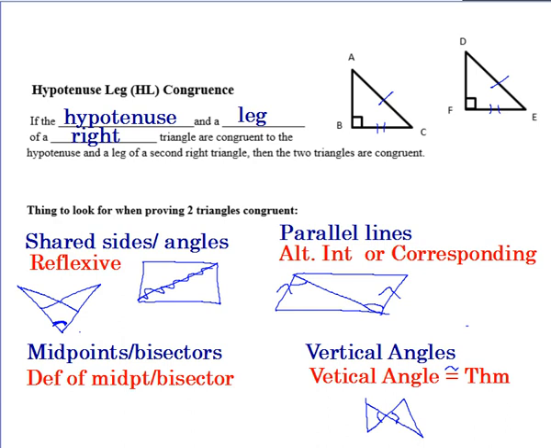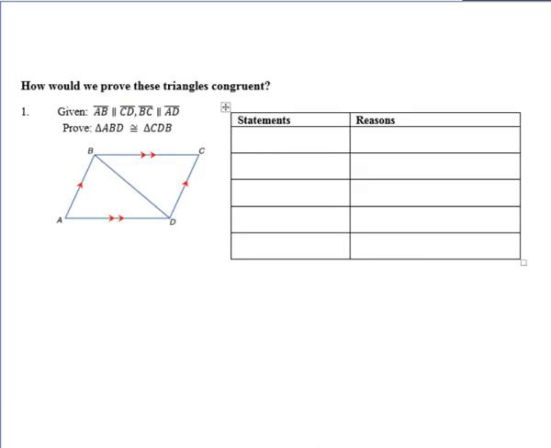So let's take a look, speaking of proofs, at a couple of proofs on the back. Don't forget about the 3-star method, that once we get our 3 stars, we can then prove the two triangles congruent. So in this problem, we are told that AB is parallel to CD and BC is parallel to AD. So that's going to be my first statement here. So that's our given.